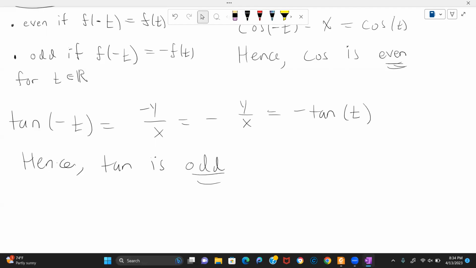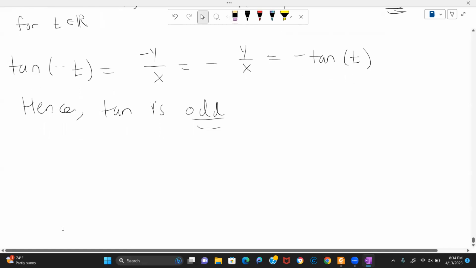Okay. There's a table showing all the trig functions. We only did 3 of the 6 trig functions. So as I said, this is going to help us determine the graphs of these trig functions, but more immediately, it helps us with some calculations.